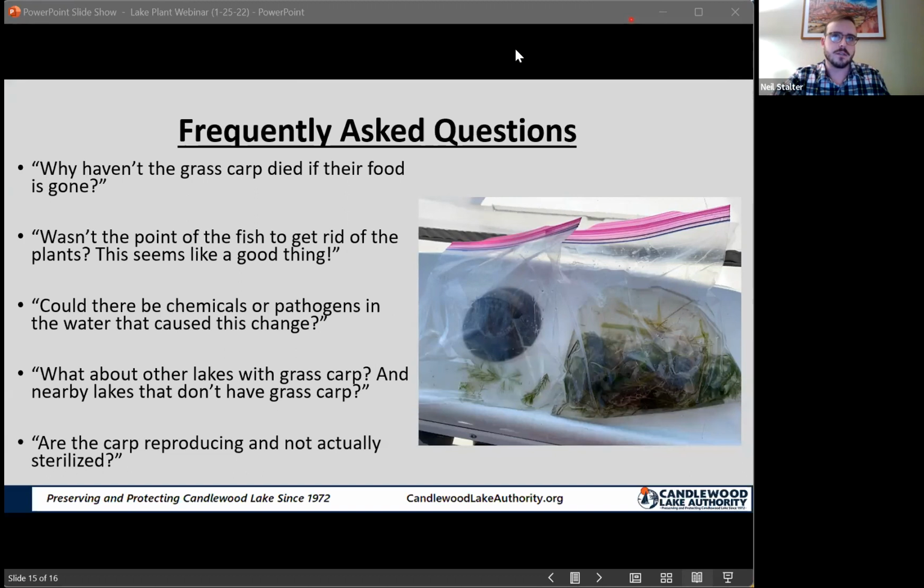And then, I'm sorry, the second part of that, the stocking rates. When they were stocked in Candlewood and when they're stocked in other lakes in Connecticut, 15 fish per vegetated acre was the metric that was used at the time. So you take the total acreage of plants in the lake, multiply that by 15.